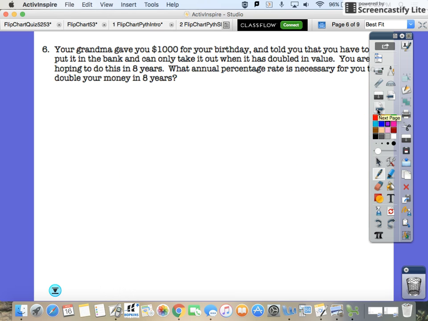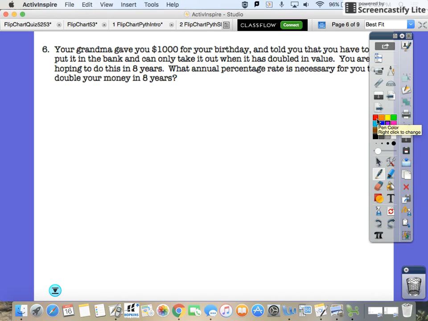Now we want to look at some actual applications of exponential functions. So this example says your grandma gave you $1,000 for your birthday and told you that you have to put it in the bank and you can only take it out when it has doubled in value. You are hoping to do this in 8 years. What annual percentage rate is necessary for you to double your money in 8 years?